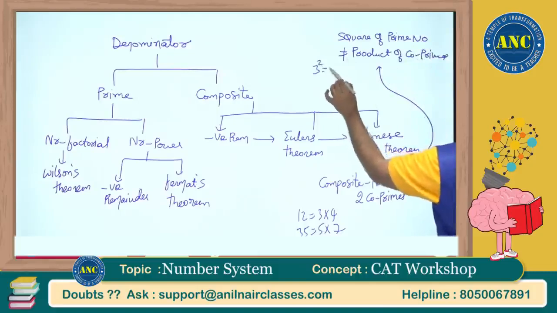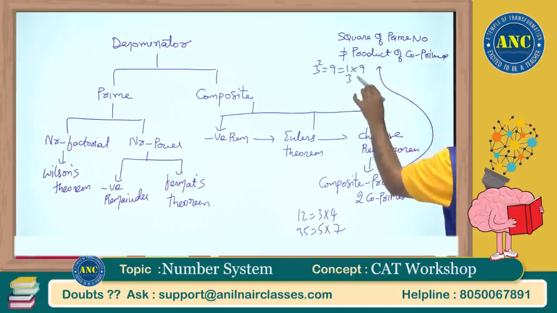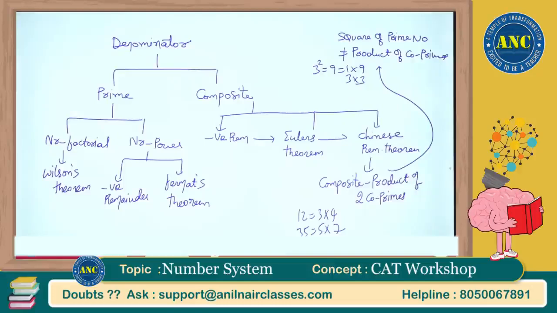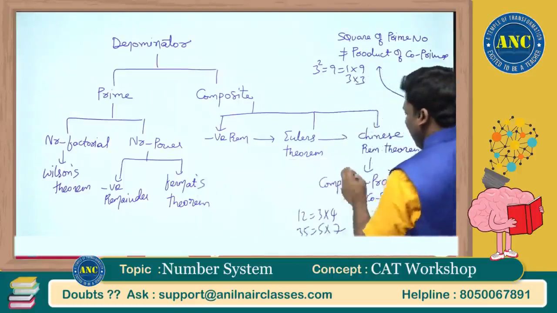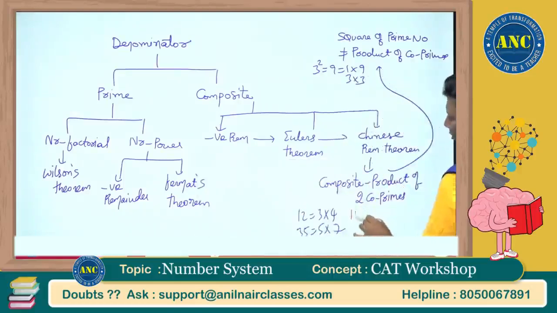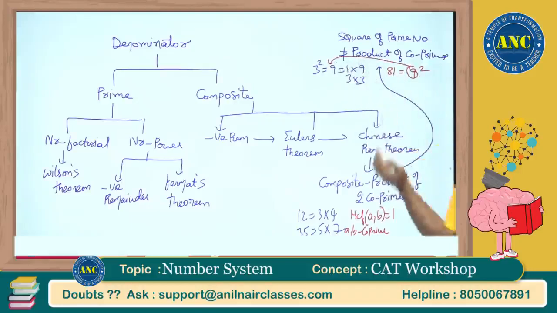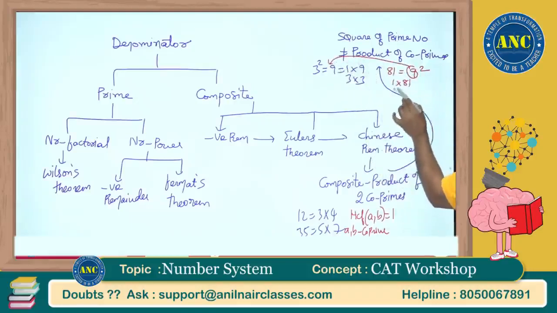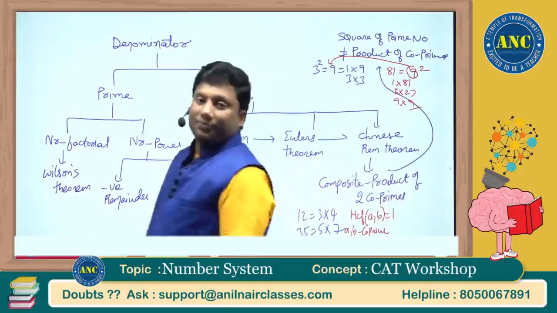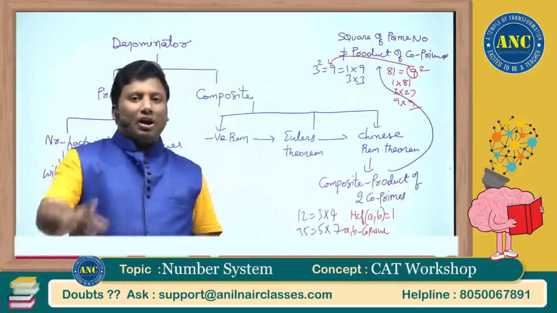3 square is 9. It cannot be written as a product of coprimes: 3 into 3, HCF of 3 comma 3 is 3. Coprime means their HCF should be 1. HCF of A comma B is 1, so A and B are coprime. 81 is 9 square, and 9 itself is derived from 3. 1 into 81, 3 into 27, 9 into 9. Here you cannot write the composite number as a product of coprimes.